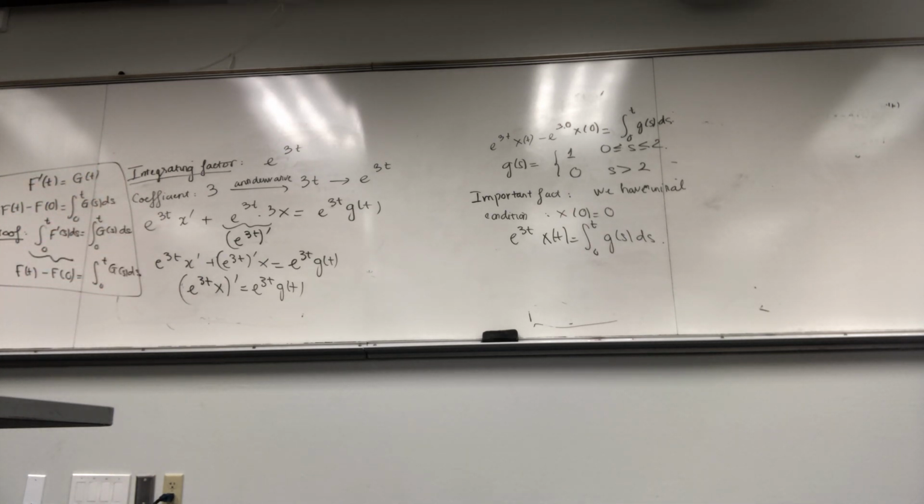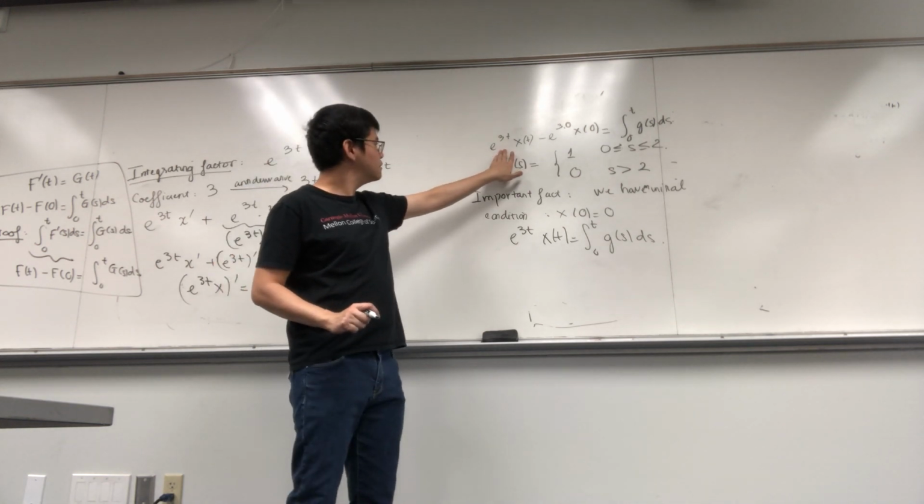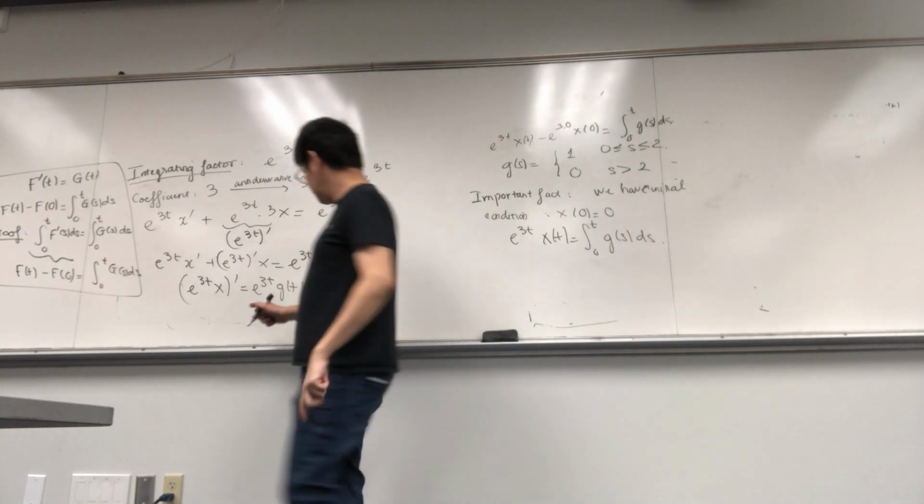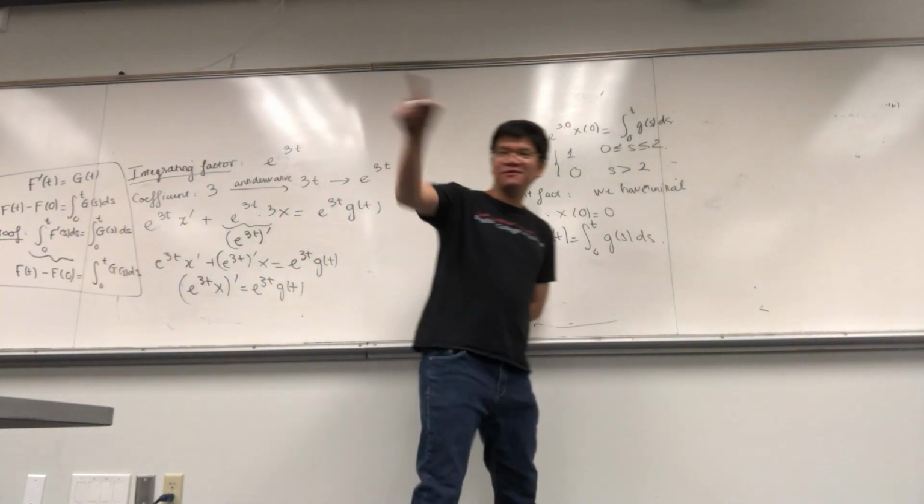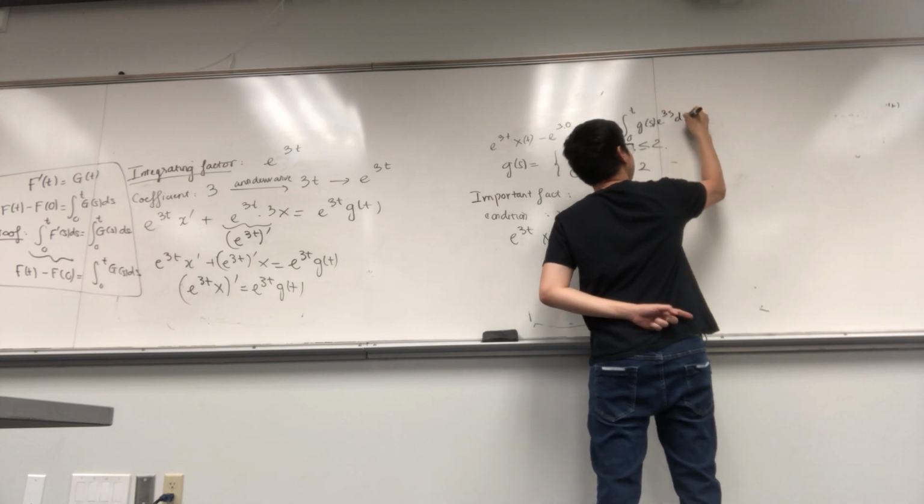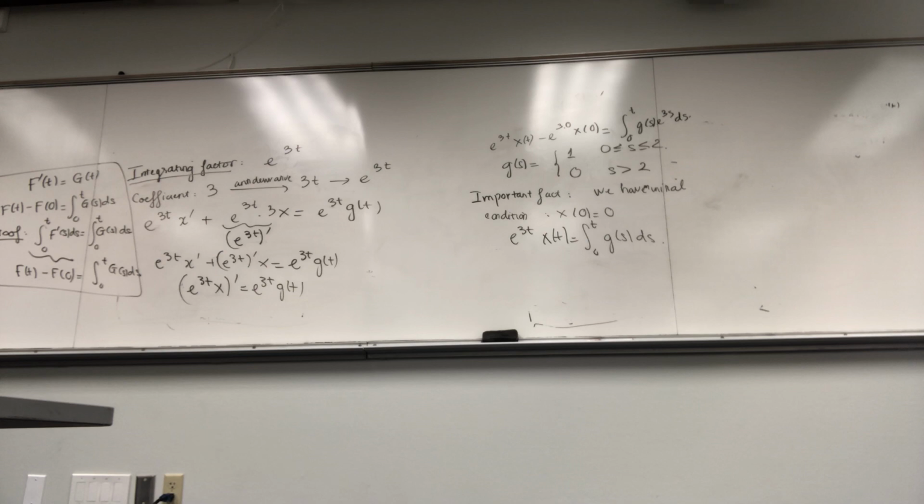Where did the e to the 3t that was in front of the g(t) go, when you were integrating? The one on the right side at the bottom, it goes e to the 3t g(t). Excellent. So you have e to the 3x dx. Yes. So I made a mistake there, right?